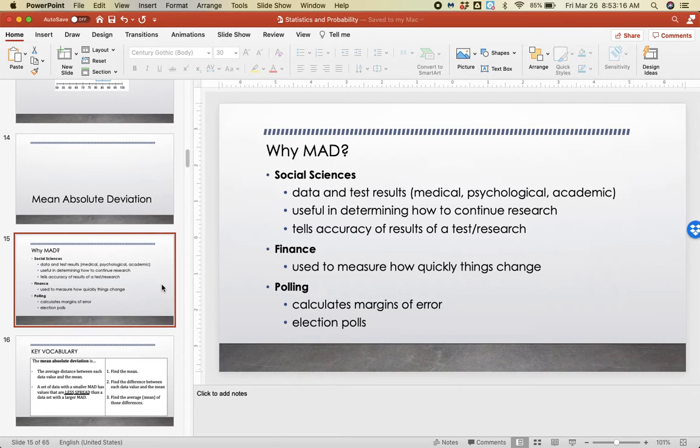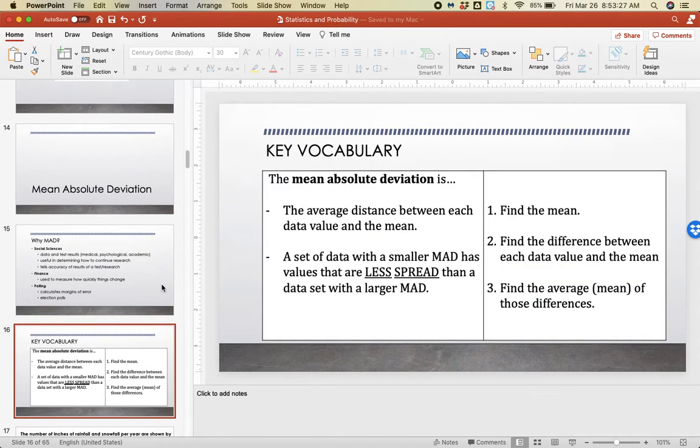The purpose of calculating the mean absolute deviation is to find how far something or a set of data falls from the average. So the mean absolute deviation is the average distance between each data value and the mean. It will tell you whether or not a set of data is more or less spread depending on the mean absolute deviation. A set of data with a smaller mean absolute deviation has values that are less spread from the mean than a set of data with a larger MAD.